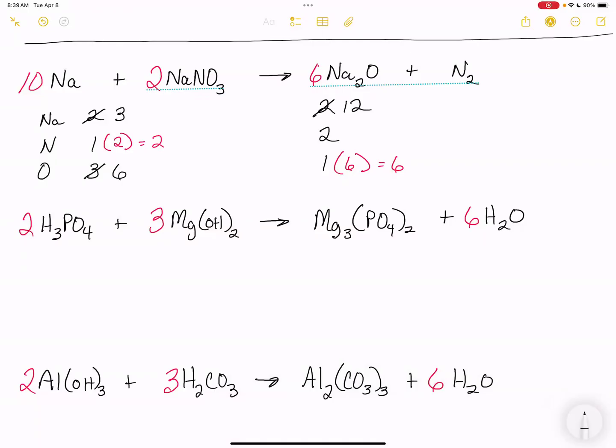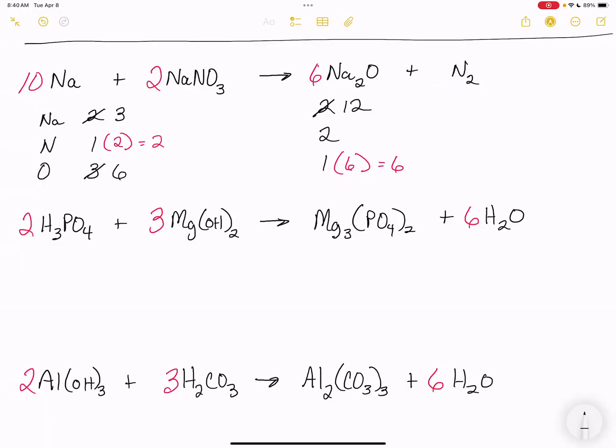When you wrote it out, first of all, I did look and there was no polyatomic that was on both sides of the equation. So that's why I listed out each element individually. There were 2 sodiums, 1 nitrogen, and 3 oxygens on the reactant side. On the product side, there were 2 sodiums, 2 nitrogens, and 1 oxygen. I started by balancing the nitrogens.